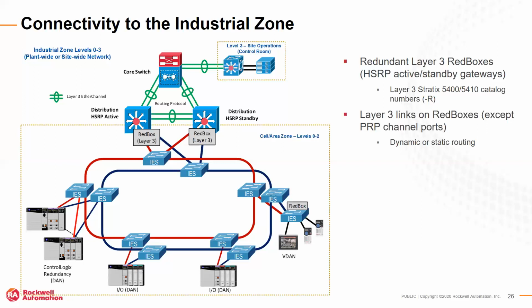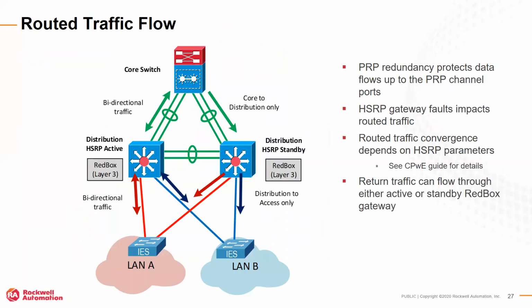The Rockwell Stratix distribution switches are all RedBox compliant. Cisco makes RedBox compliant switches, and there are also some third-party distribution switches available that have this functionality, that are layer 3 and support HSRP and are RedBoxes. So that's basically how you do it. There are other ways to implement it, and for that you can check out the CPwE and PRP manual that Rockwell has published.